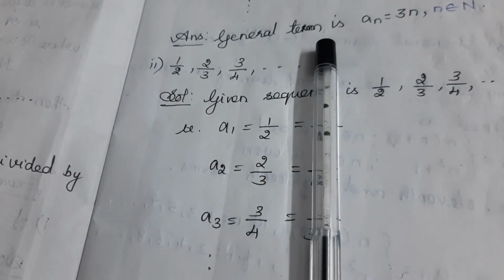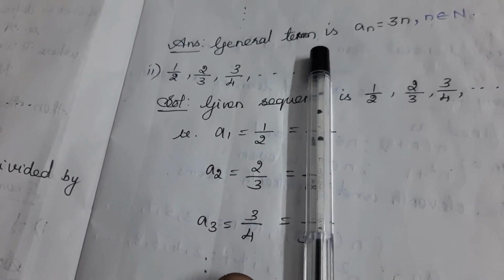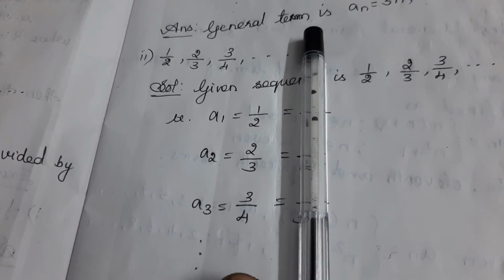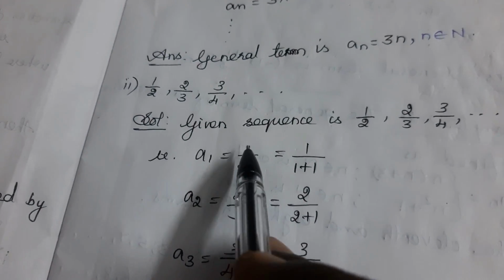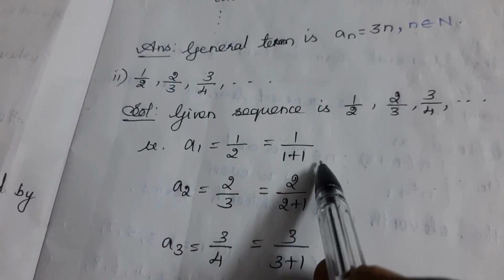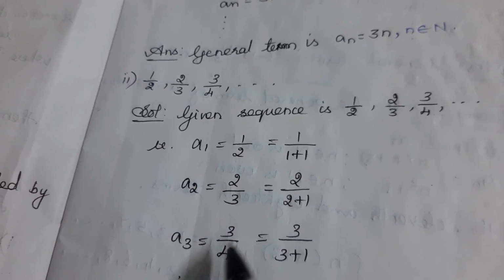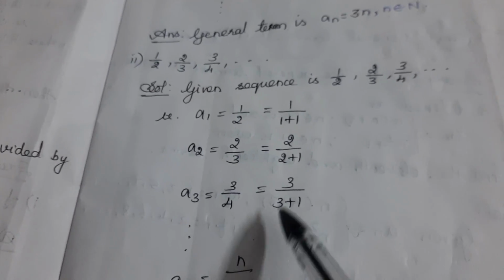Next one, what about a4? 4 divided by 4 plus 1. Is it correct? a5 is 5 divided by 5 plus 1. Like this way we can write it. And how to find an? It is n divided by n plus 1. So here itself we write 1 by 2 equal to 1 by 1 plus 1, 2 by 3 equal to 2 by 2 plus 1, 3 by 4 equal to 3 by 3 plus 1, etc. an equal to n by n plus 1.